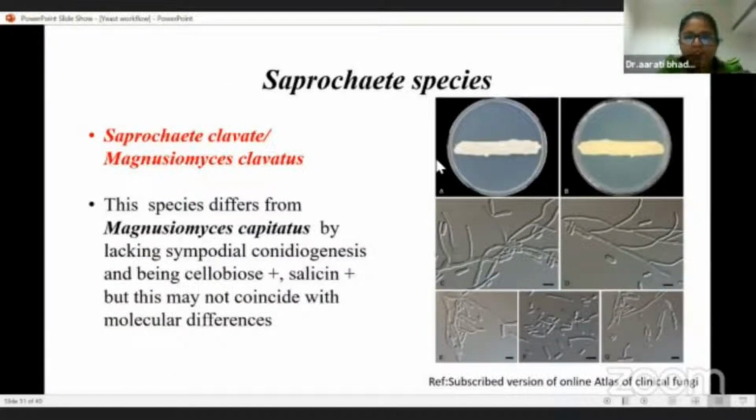So next species is Saccharomyces species. This also is an emerging cause of fungemia. So actually this species differs from Magnusiomyces capitatus by lacking sympodial conidiogenesis and being cellobiose-salicin positive, but this may not coincide with the molecular differences. Means Magnusiomyces capitatus and Saccharomyces are closely related. So only molecular identification, DNA sequencing, will be used for the correct species identification.